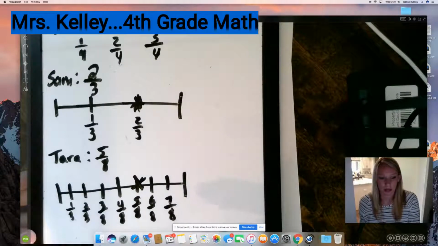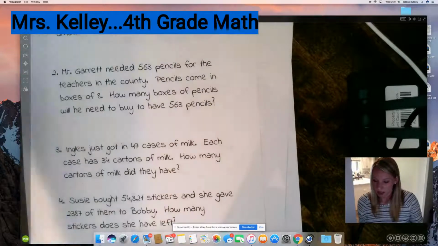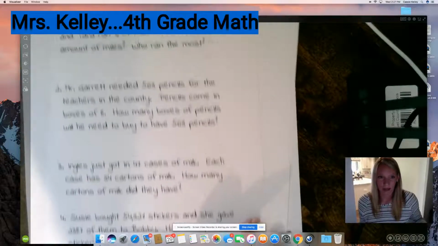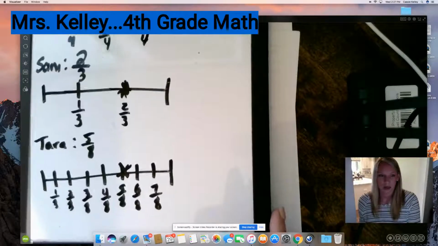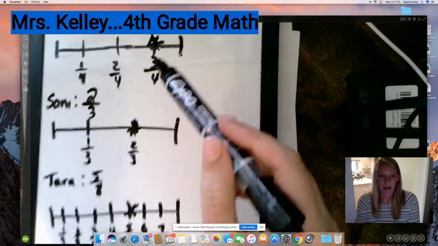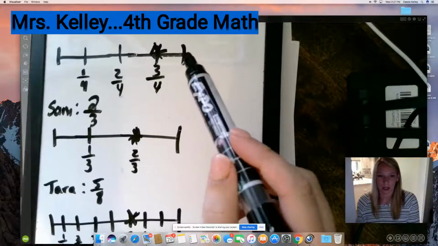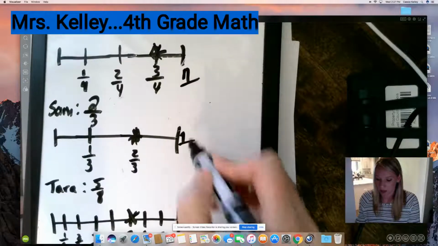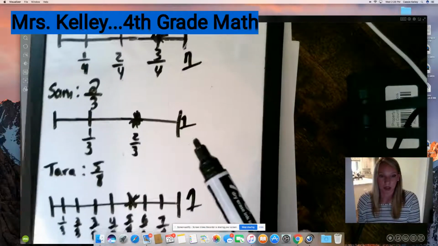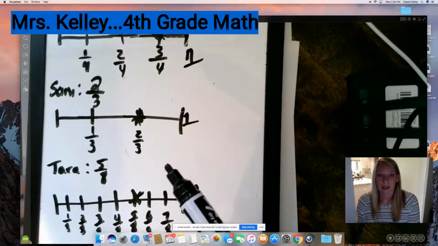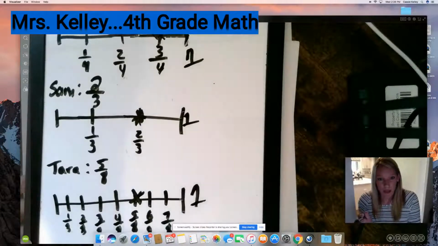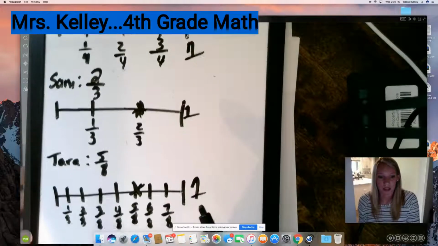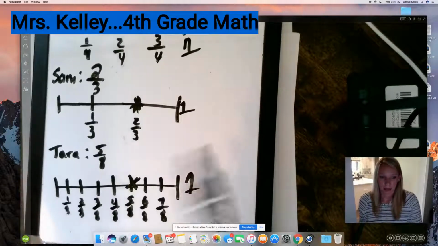So I drew my number line and I broke it into eighths, and I put a star at 5/8 where Tara ran. So the question asks first, who ran the least amount of miles? If I look here, I can see that this star for Millie is the farthest and the closest to one whole, which is what this last mark represents on all of my number lines. So she didn't run the least, because the least means smallest, or who ran the shortest amount of distance. So I come down here and I'm comparing Sam and Tara.